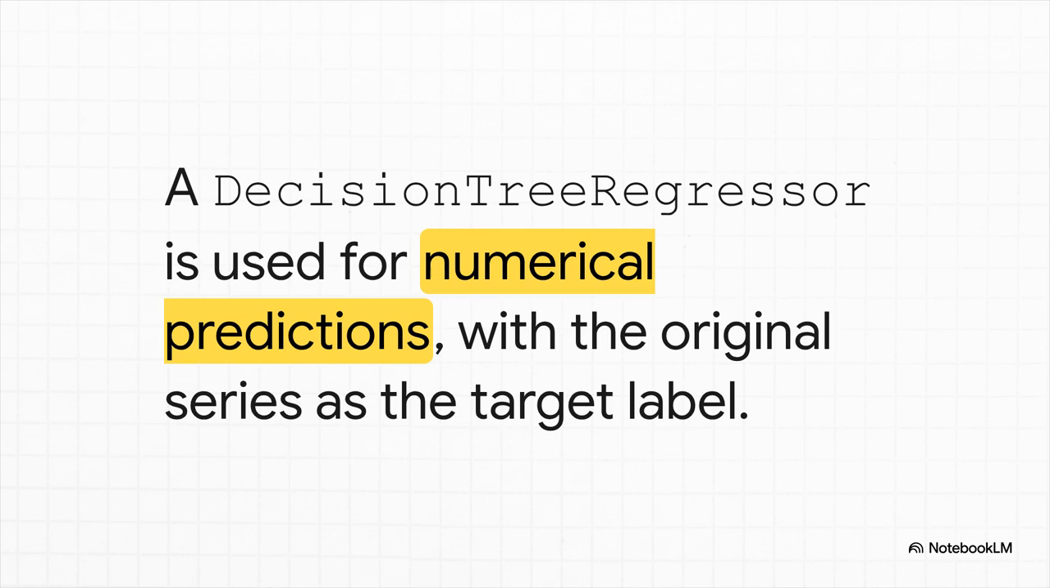And now for the fun part. We feed all that training data into a decision tree regressor. It's like we've hired a little detective, and it starts sifting through all the clues we gave it, the lags, the rolling averages, looking for any patterns, any rules that connect those clues to the actual number of passengers.